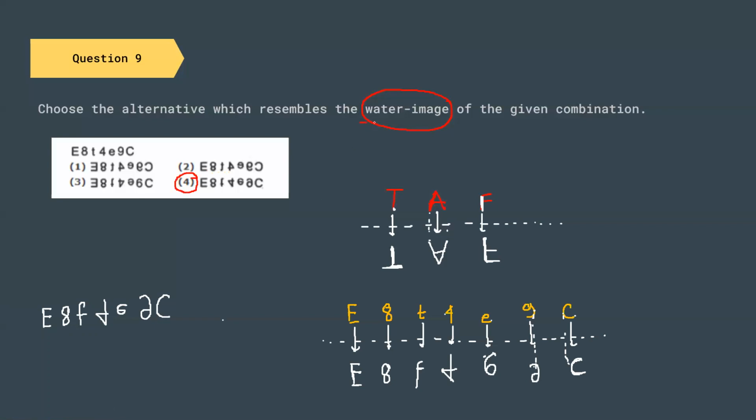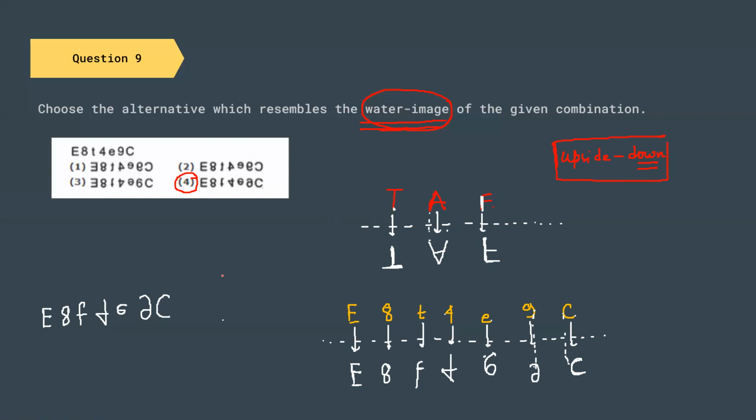When we are doing a water image, you have to translate from up to bottom. Each of the letters is translated upside down. Remember that. Whenever we are doing a water image, all the letters are translated ditto, and they are translated upside down.